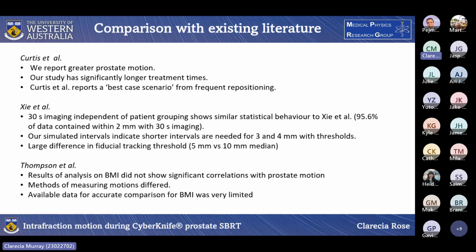And in regards to comparison for the patient features with Thompson et al., we were not able to see any significance for BMI with either negative or positive correlations with motion. However, given that we had different methods for measuring motion and the limited size of the patient cohort, this is not a full comparison, and there may be some more research required there.